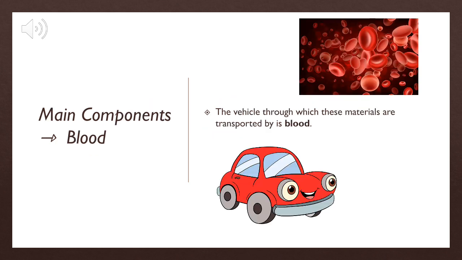Okay, so I have this analogy that describes the main components of the human circulatory system. So first we have blood. And the way I like to think about blood is it's the vehicle through which materials are transported. So you can look at the image of the red blood cells on this side, and you can think that these red blood cells are going to be carrying oxygen or carbon dioxide, depending on whether they're traveling away from the heart or back to the heart. But the components of blood are kind of like the vehicles that facilitate transport throughout our body.